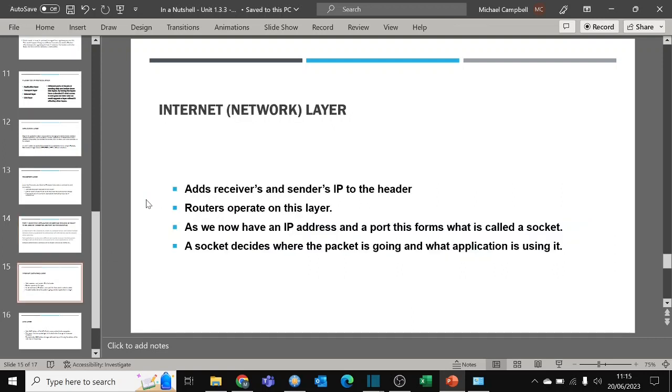So we're now on the internet layer. You can just read these really. It adds the IPs to the header. Routers operate on this layer. As we now have an IP address and a port, this forms what is called a socket. A socket is the IP address and the port that's being used for data packets. So now a socket decides where the packet is going, the IP, and what application is using it, the port, right?